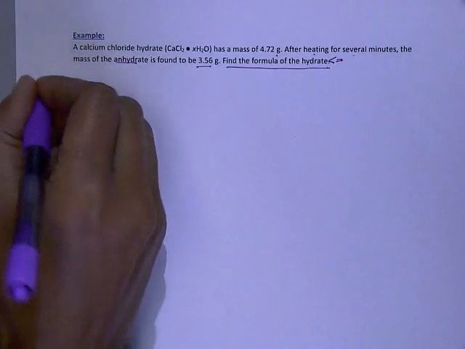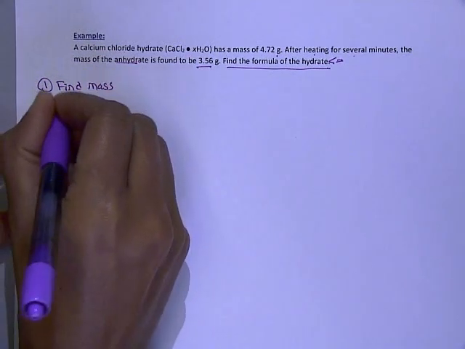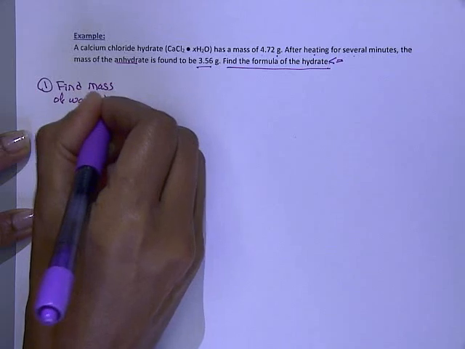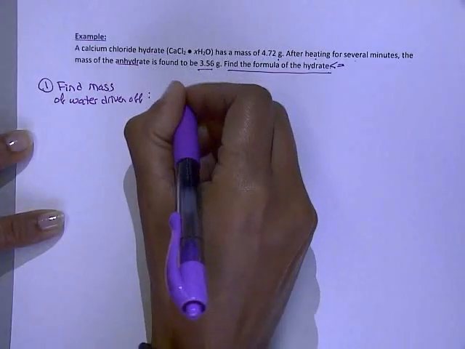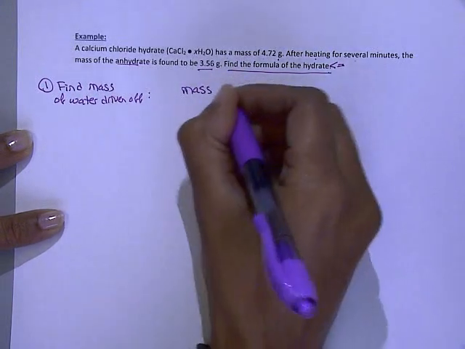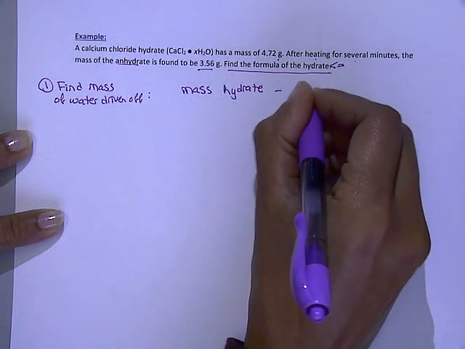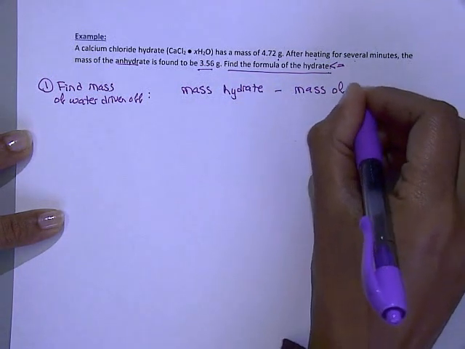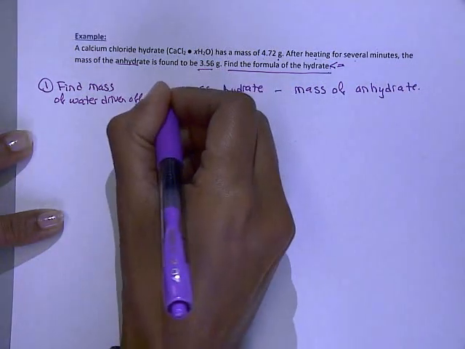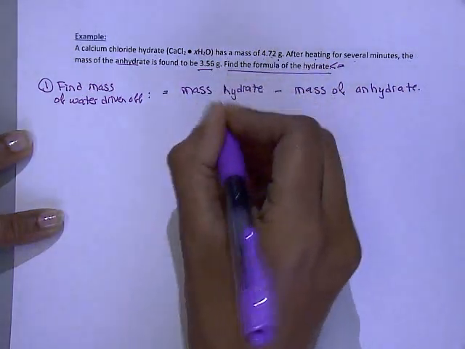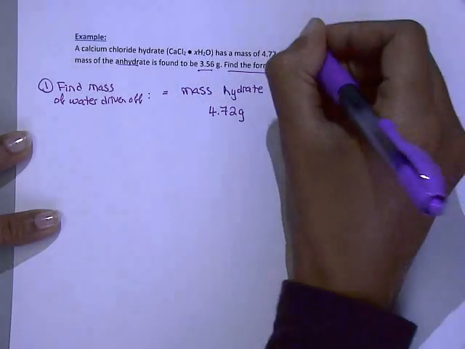Okay, so our first step was to find the mass of the water driven off. So we know that the mass of the water driven off is my mass of hydrate minus mass of anhydrate. In this problem, they told us our mass of hydrate is 4.72 grams. Also remember, watch out for, can anyone guess?